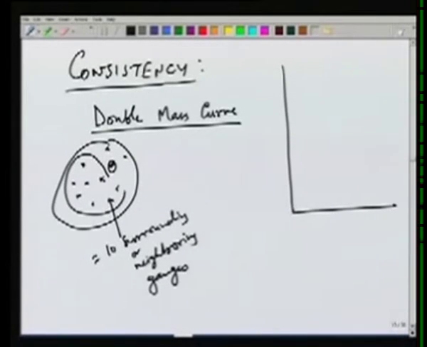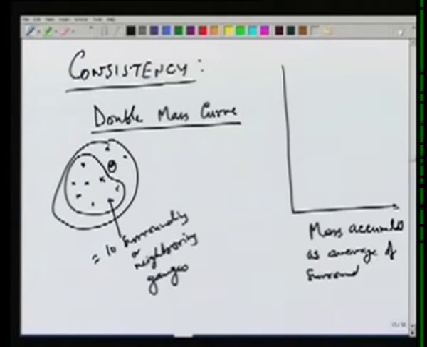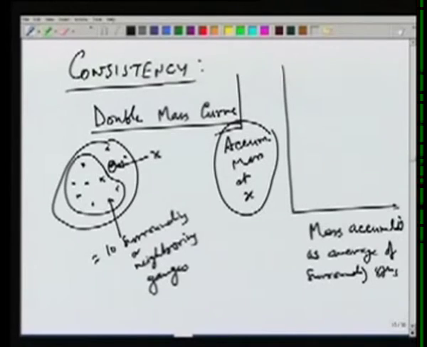So all these gauges are taken, and what we plot is the accumulated mass, accumulated as average of surrounding stations. And what we will do is we will plot it versus the accumulated mass at x. So suppose x is the station for which we want to check the consistency. Accumulated mass at x will be plotted against the average accumulated mass at the surrounding stations, which may be about 10 in number. And if the data is consistent, then it should plot as a straight line.